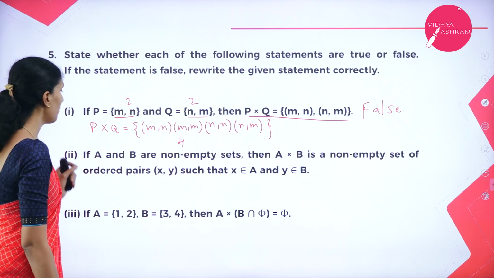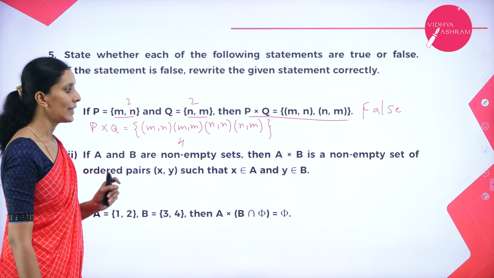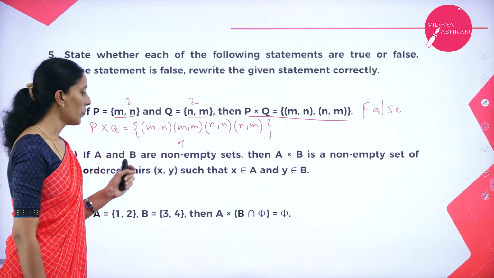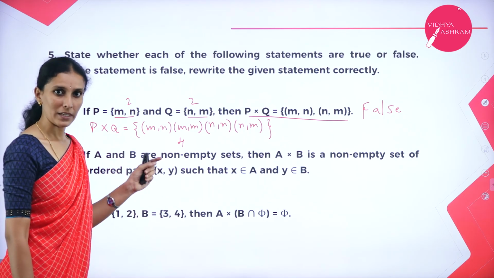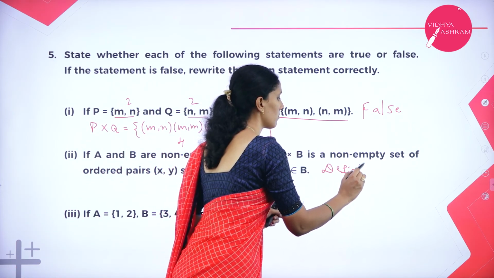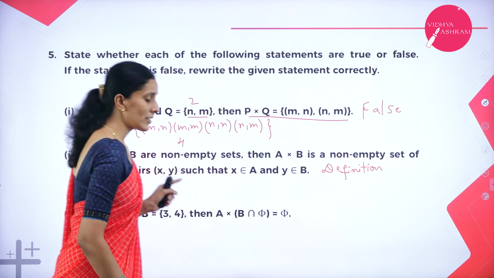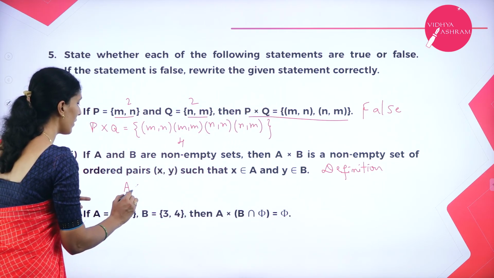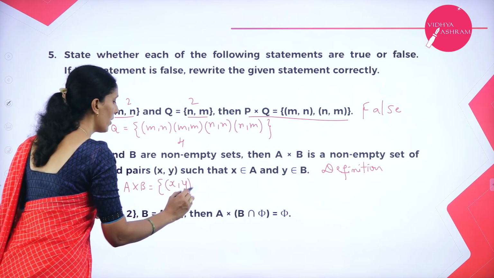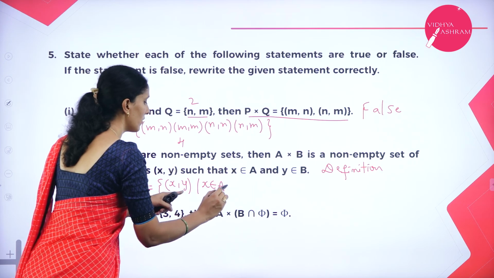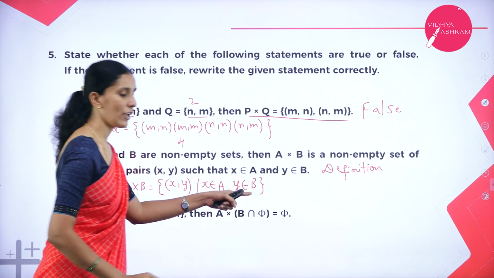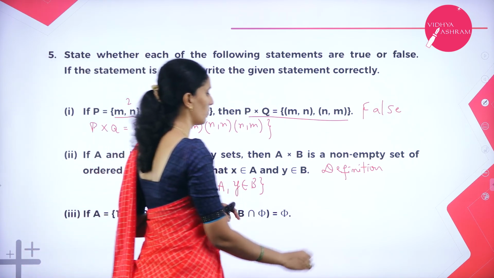Next question. If A and B are non-empty sets, then A cross B is a non-empty set of ordered pairs (x, y), where x belongs to A and y belongs to B. Correct? This is the definition of the Cartesian product. So what does our Cartesian product say? A cross B is the set of all ordered pairs (x, y), where x, the first element, belongs to the first set and the second element y belongs to the second set. So the given statement is true.